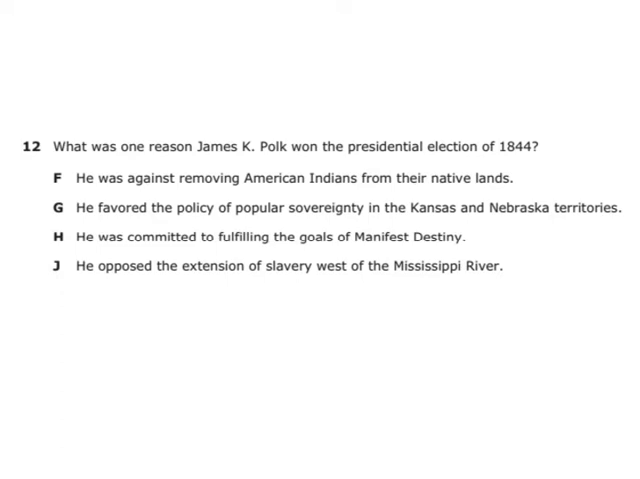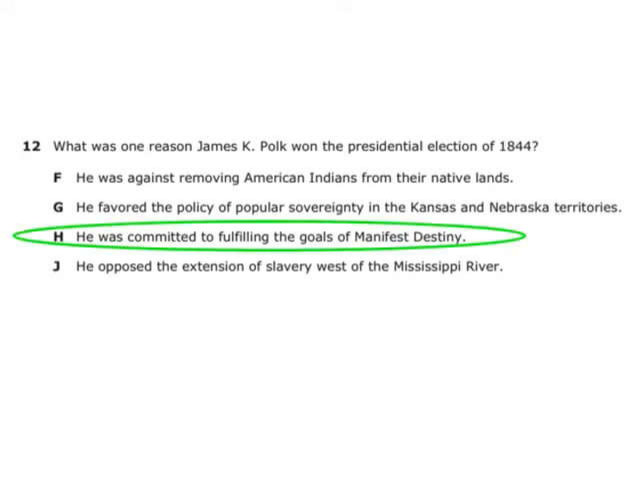What was one reason James K. Polk won the presidential election of 1844? Well, if we know anything about James Polk, he was a manifest destiny guy. He was committed to fulfilling the goals of manifest destiny. Remember, James K. Polk was the president during the Mexican War, and he kind of started that Mexican War, really, because he wanted to gain the lands of the Southwest. He wanted to fulfill manifest destiny, and that's why he was voted as president, because people wanted the same thing he did.